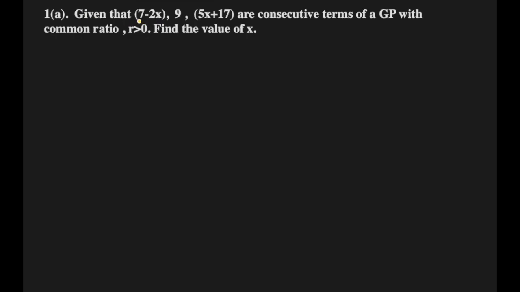Given that 7 minus 2x, 9 and 5x plus 17 are consecutive terms of a GP, geometric progression, with common ratio r is positive. Find the value of x.